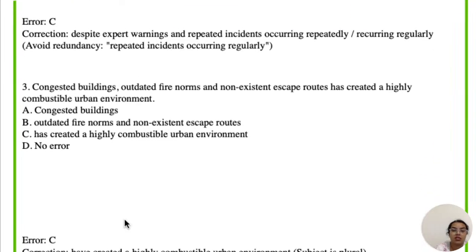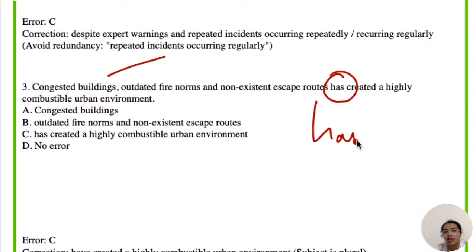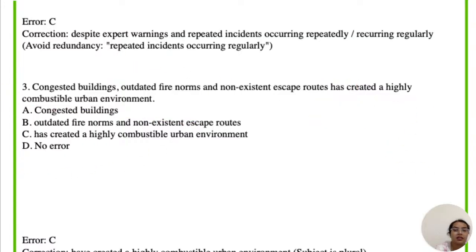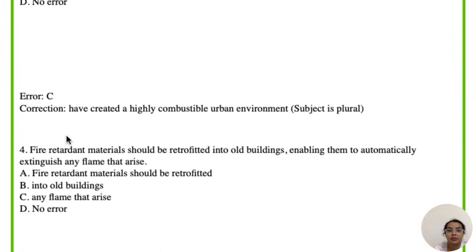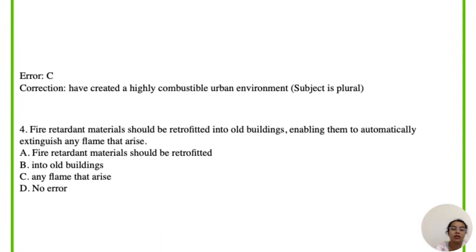Answer to this one is C. Of course, we have a plural subject. Congested buildings have created, not has, have created a highly combustible environment. Super simple one. Next one.